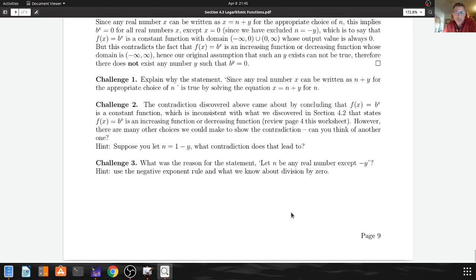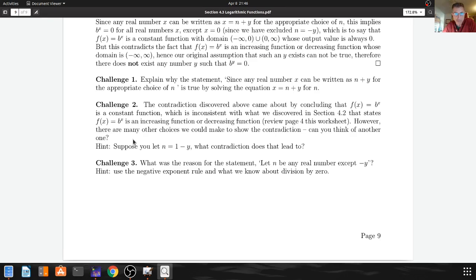Challenge 2. The contradiction discovered above came about by concluding that f of x is equal to b to the x is a constant function, which is inconsistent with what we discovered in section 4.2 that states that f of x is equal to b to the x is an increasing function or a decreasing one. But I could have actually chosen another type of contradiction. There are other types of contradictions we could have shown. Can you think of another one? And I know you're saying, heck no, I can't think of another one. I don't even understand what you're saying right there.